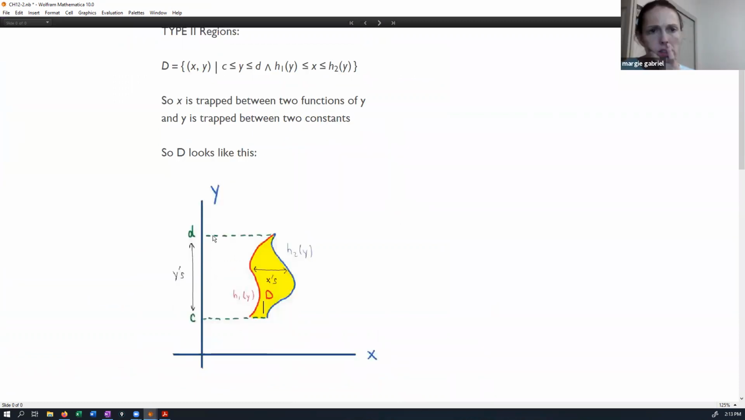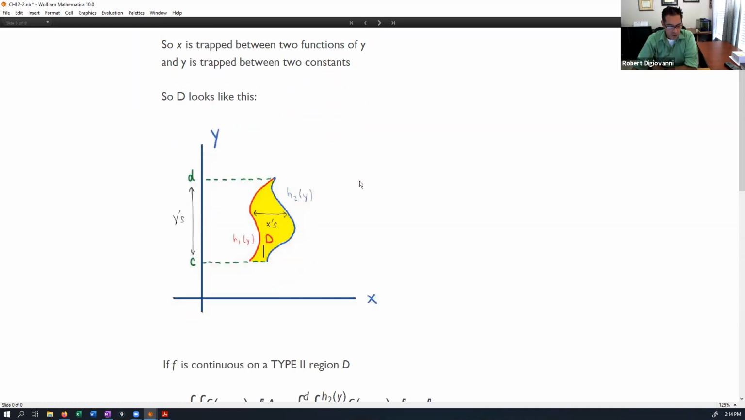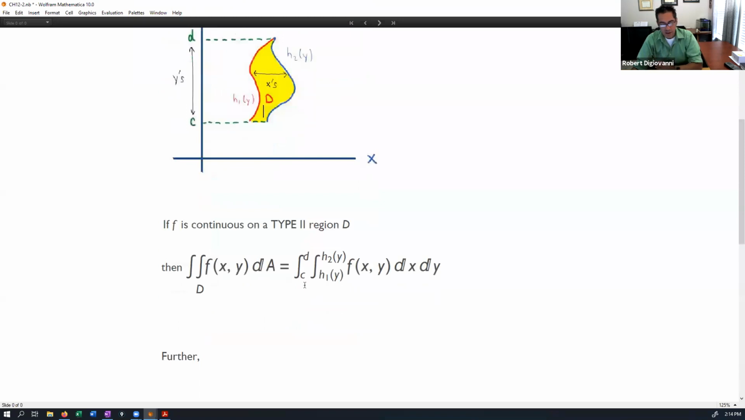Your y's are between two constants, we call them c and d, and your x's are between two functions of y. So that's what this says. Your y is stuck between two constants c and d, and your x is between two functions of y. Then the only difference in the double integral is that now the y stuff has to go on the outside, and then the x has to be on the inside. And it's the exact same thing.